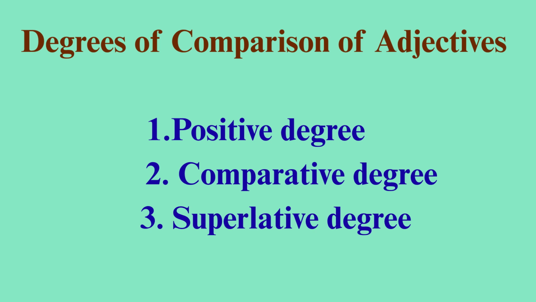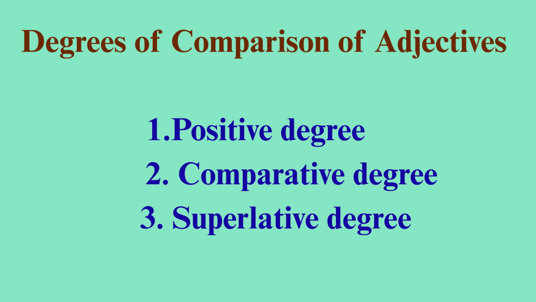Adjectives are words used to describe or modify nouns or pronouns. They are often placed before nouns. They have three degrees of comparison: positive degree, comparative degree, and superlative degree.